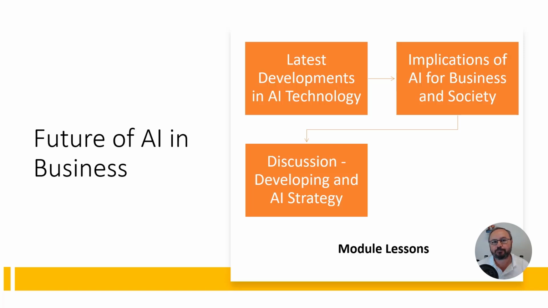The first is going to cover some of the latest developments in AI. We'll talk about implications of AI for business and society. And then I'm going to wrap up the module with a discussion around how we could develop our own AI strategy to take advantage of not only the current capabilities, but the possible and more than likely capabilities that AI will provide down the road. We have a lot to cover in the module, so let's proceed on to the first lesson of the module.